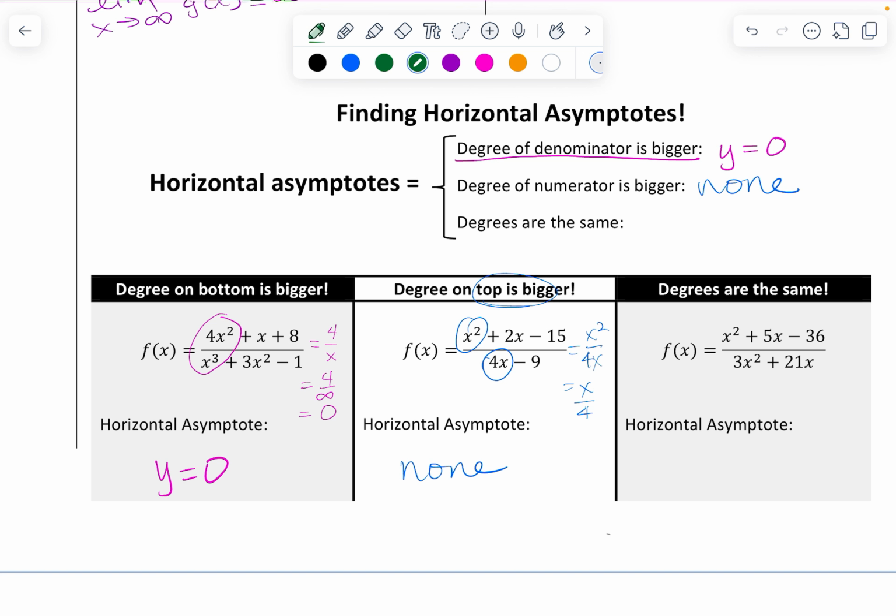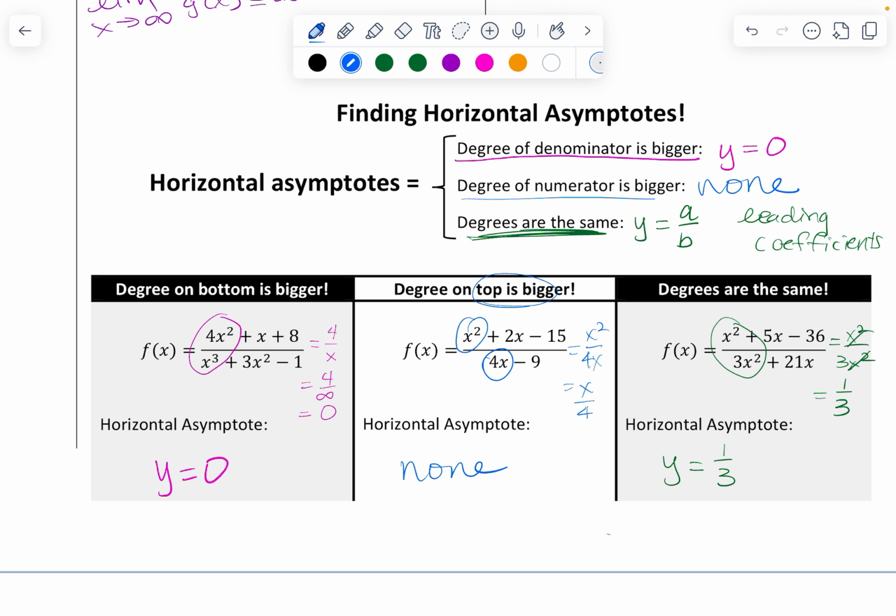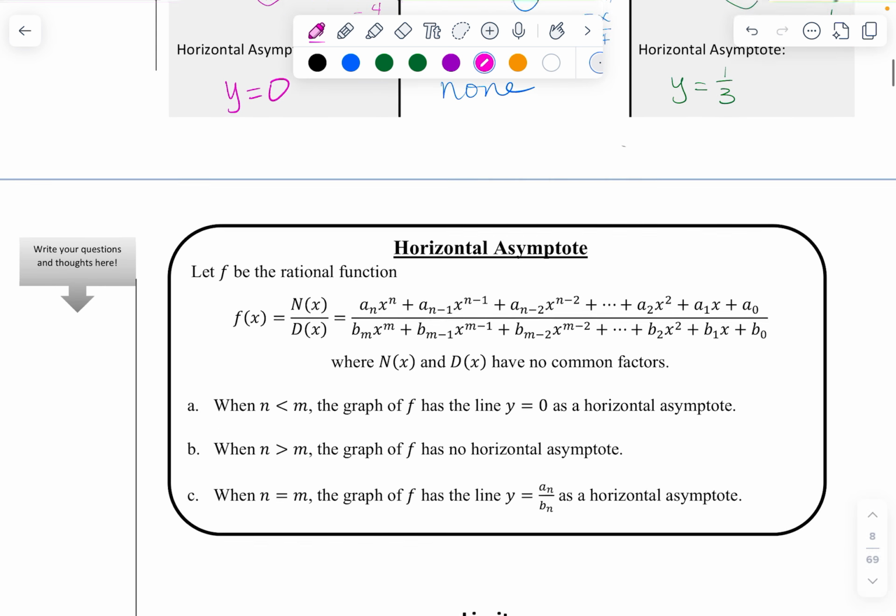And then lastly, when the degrees are the same, so x squared over 3x squared, those x squareds are going to cancel, and I'm left with 1/3. This is a constant. So our horizontal asymptote in this case is y equals 1/3. But in general, when the degrees are the same, you're going to say y equals, we'll call that a over b, where a and b are the leading coefficients of the numerator and the denominator. So again, these are cases where the degrees are the same, the numerator is bigger, or the denominator is bigger, depending on which case you have.